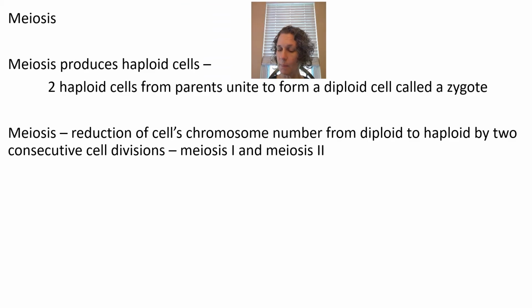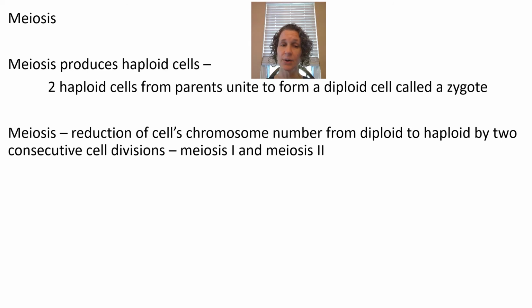Okay, so now meiosis. This is where we get haploid cells. This is where we get like an egg or a sperm cell. And so you need haploid cells because two haploid cells from the two parents will unite and form a diploid cell called a zygote. So every single one of us started out life as a zygote. That was a union of an egg and a sperm.